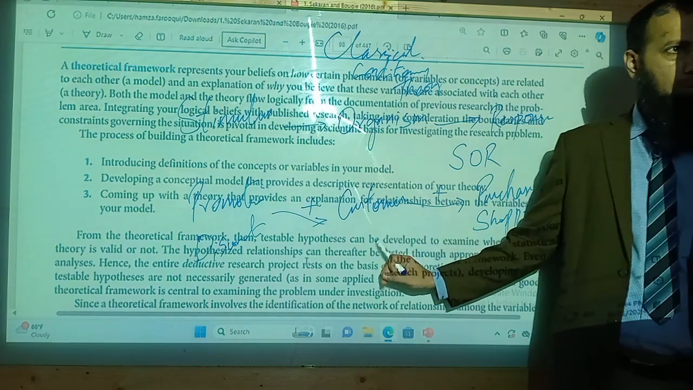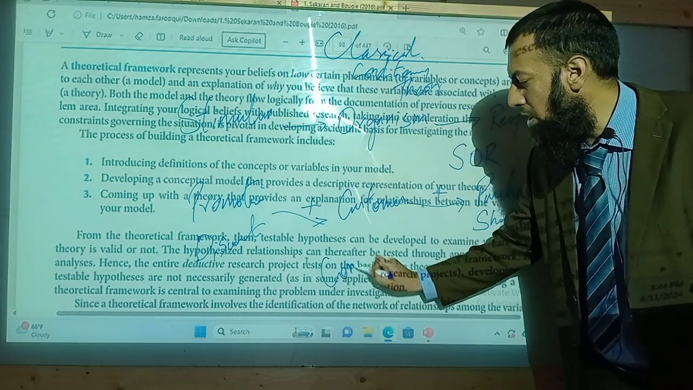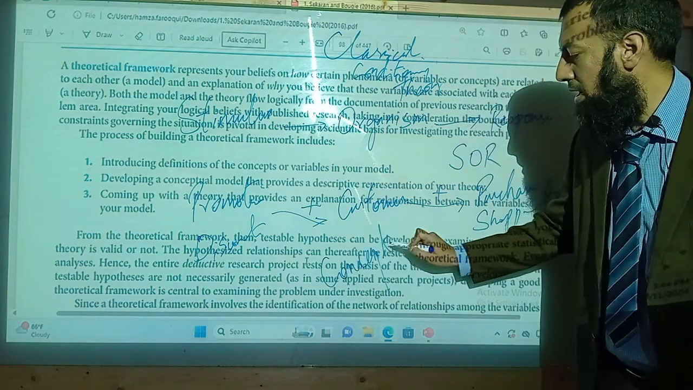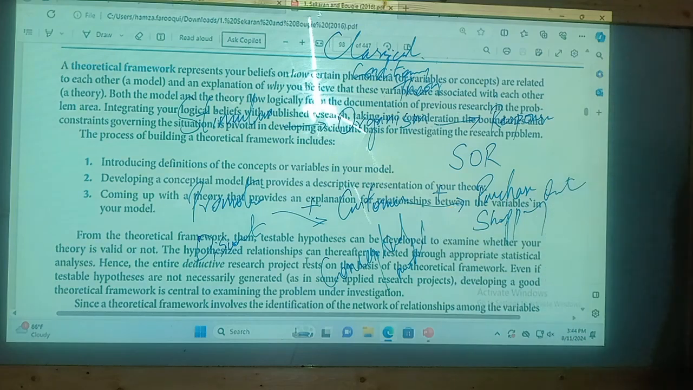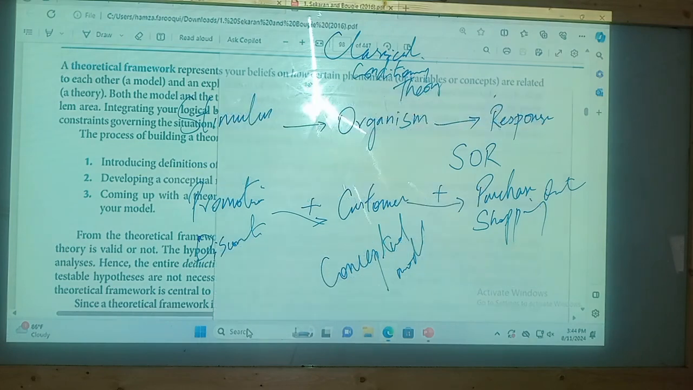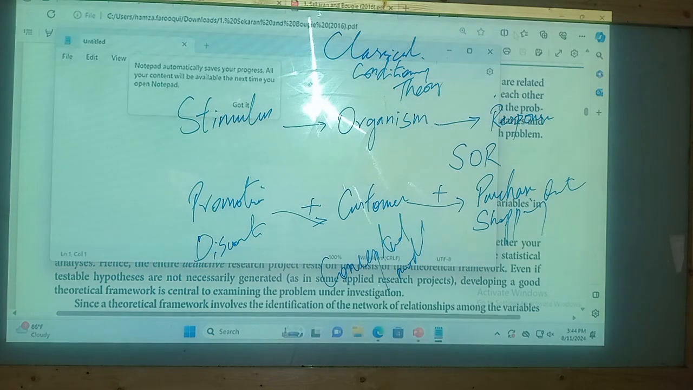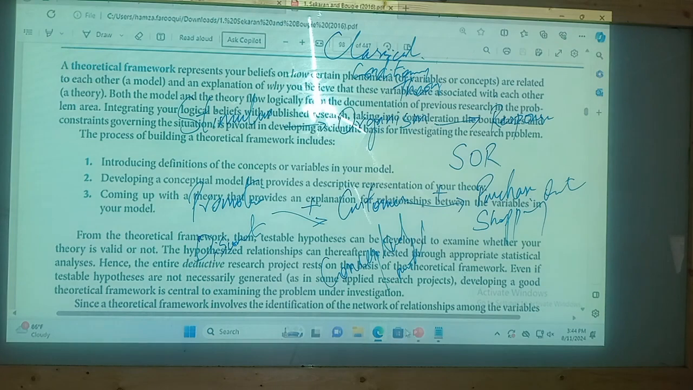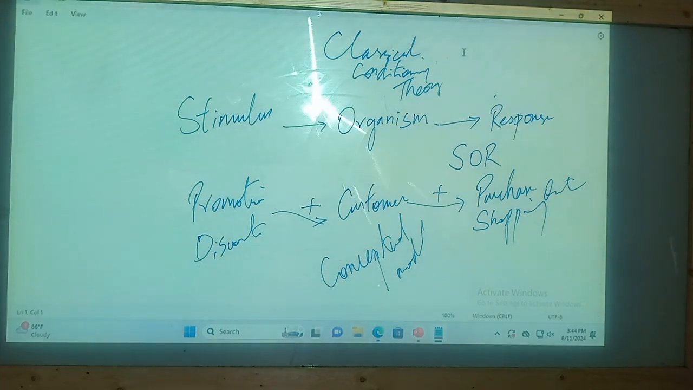It is called a conceptual model. Write it down. It is called a conceptual model.